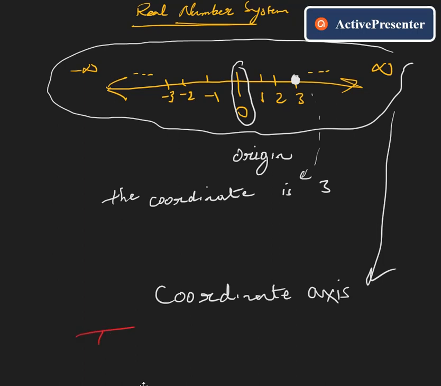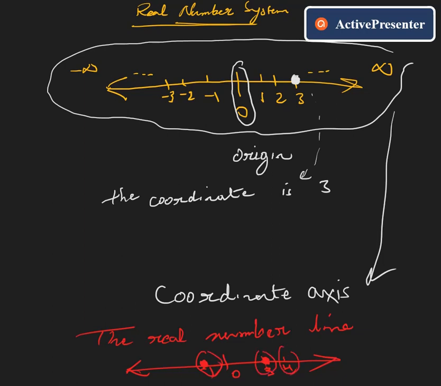It is known as the real number line. So we know what the real number line is right now. This is the origin, this is the coordinate, a point corresponds to a number. Every real number, 3, 4, 5, -1, every real number corresponds to a point on the number line. And every point on the number line corresponds to a real number. Okay, this is for you to know.